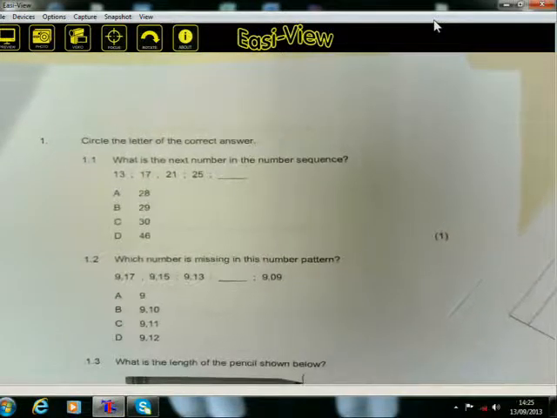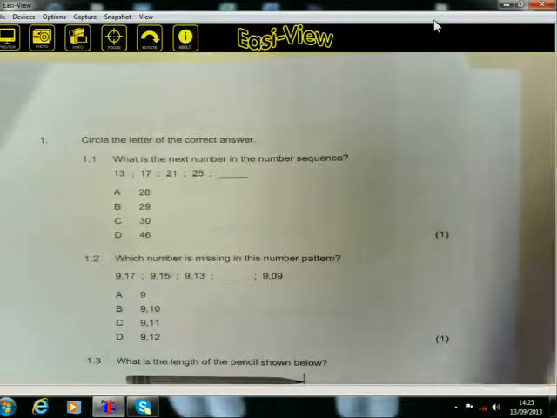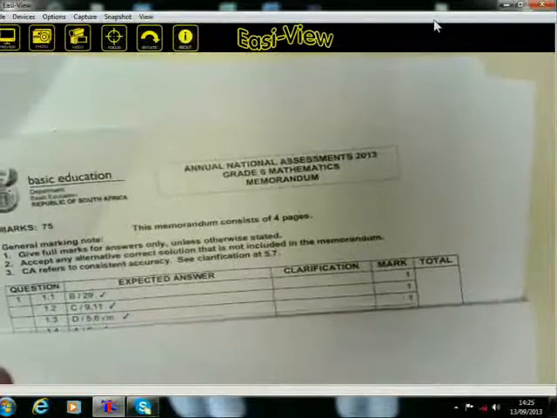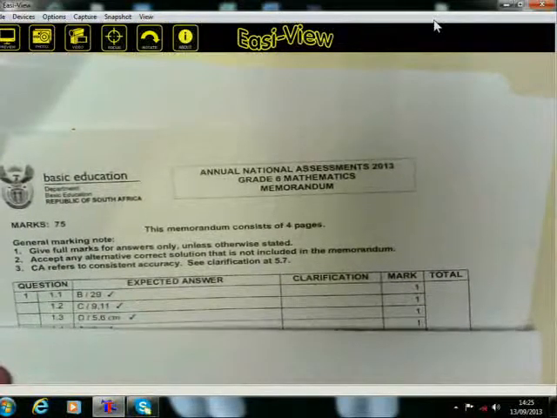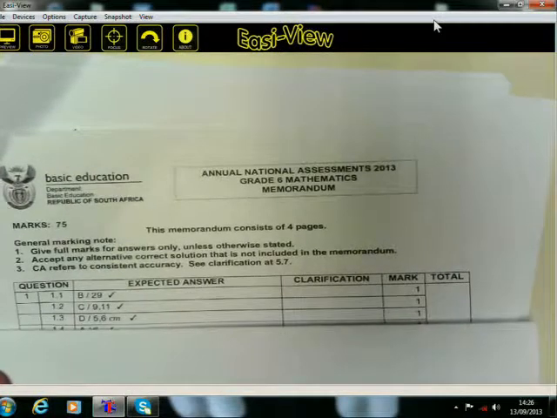What is the length of the pencil shown there? The length of the pencil is 56 centimeters, 5.6 millimeters, 0.56 meters, 5.6 centimeters. Then the correct answer on 1.3 is D, or 5.6 centimeters. 1 mark also there.